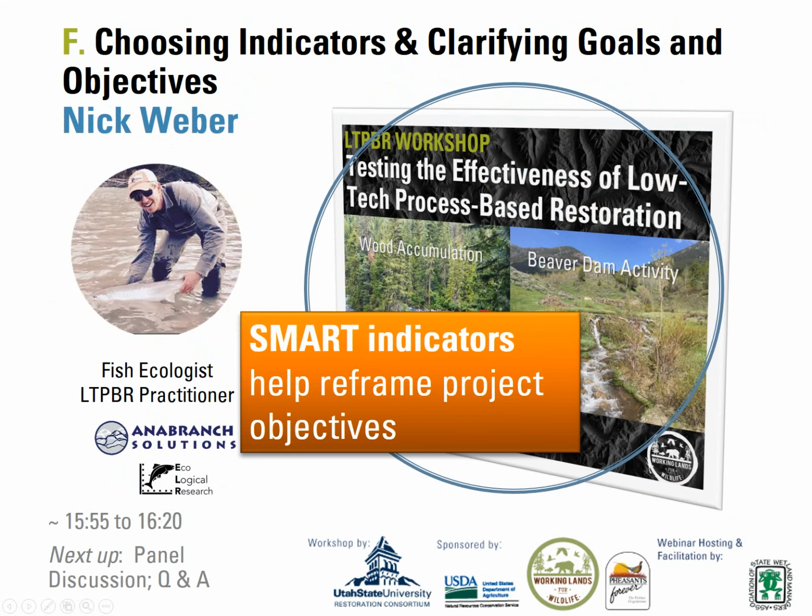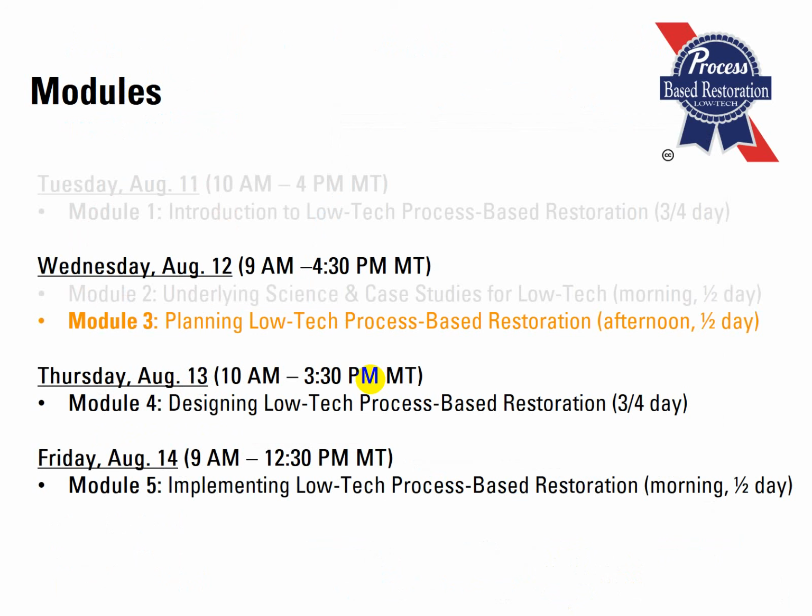And finally, Nick Weber and I talked a little bit about choosing indicators that are smart, specific, measurable, achievable, relevant, and time-bound, so that these could reframe the project objectives that may have been set at the outset. And so after the planning process, we have an opportunity to reframe those and set up what we should be monitoring for success. So that concludes Module 3 on planning.